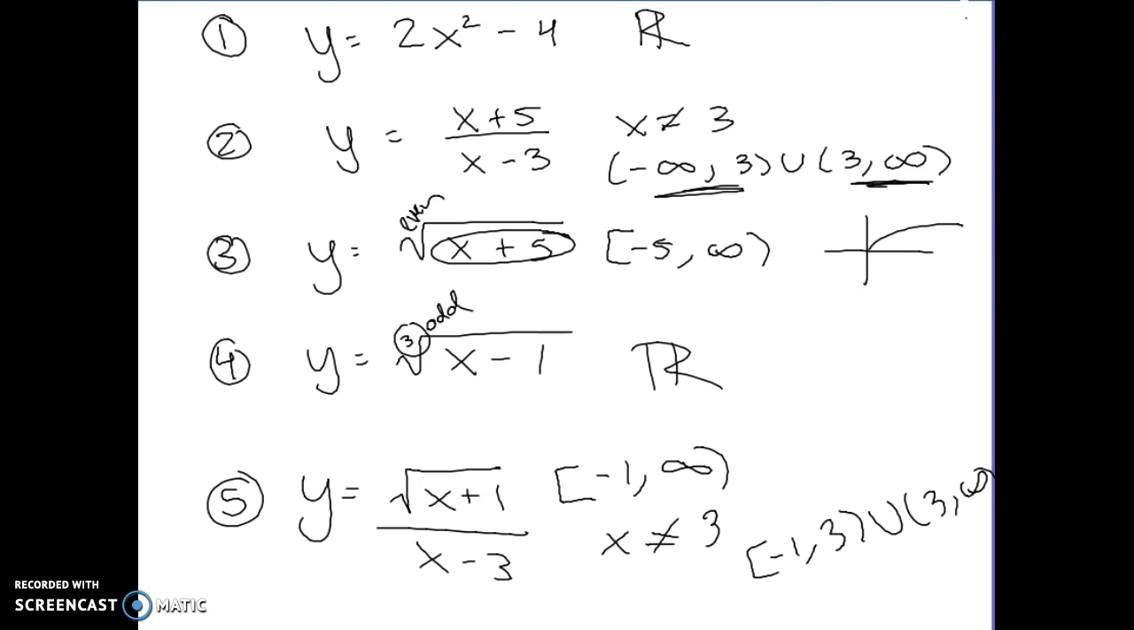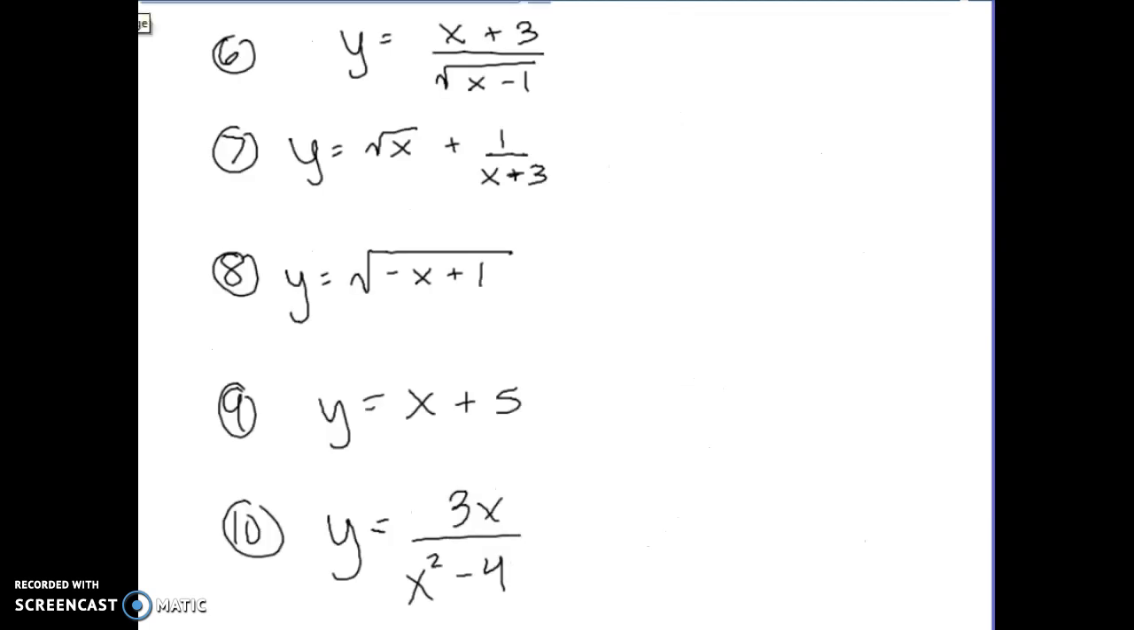Alright, so the next one, 6. This is where you have a radical on the bottom. The domain at the top is all real numbers, so I don't need to worry about it. The domain at the bottom would normally be 1 to infinity. But because this is on the bottom of a fraction, I don't want to put a bracket.